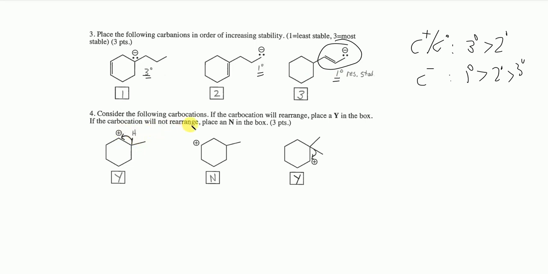So consider the following carbocations. If the carbocation will rearrange, place a Y in the box. If the carbocation will not rearrange, place an N in the box. So carbocation rearrangement is a concept that is based off of mechanism, and I haven't done a mechanism synthesis video yet because, you know, I basically covered it in class. Only if you guys ask me to, I will.